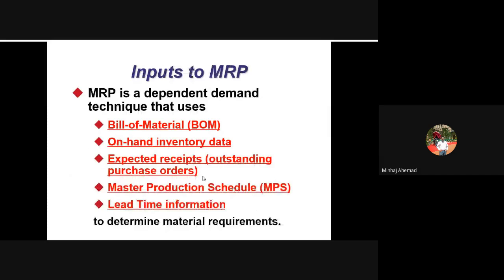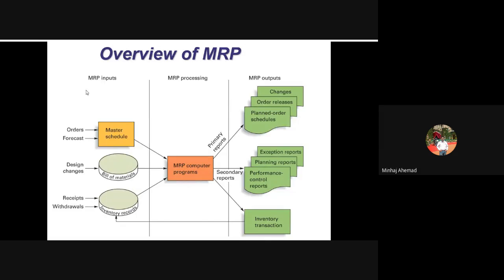So MRP is a dependent demand technique. We have seen what dependent demand is. This MRP uses the bill of material, on-hand inventory data, expected receipts, master production schedule, and lead time information. These are known as the inputs to MRP, so as to determine the material requirement. So these are the MRP inputs: master schedule, bill of material, inventory record.